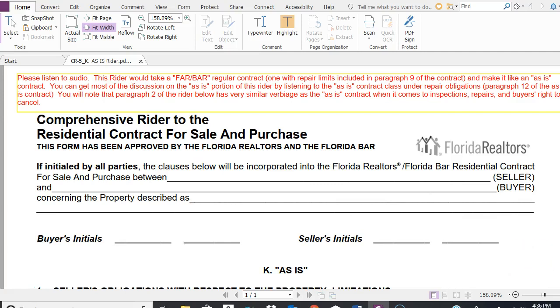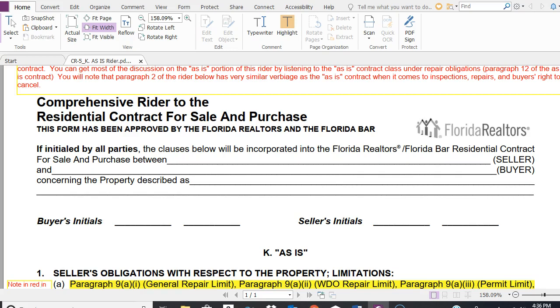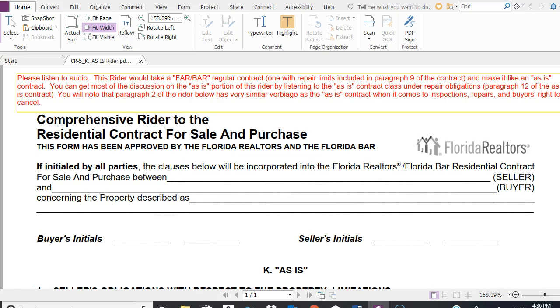Okay, welcome to Rider K, the as-is rider to the FARBAR contract. Now, if you've attended our FARBAR contract online, our FARBAR contract is the as-is contract. Because of the high regularity of the as-is contract being the go-to contract, we have taught it as the contract of choice. However, there is what we're going to call a FARBAR normal contract or regular contract.